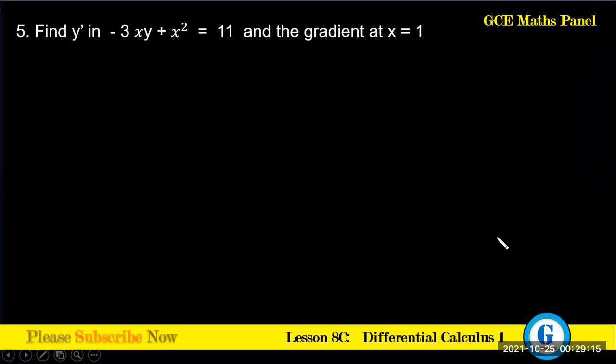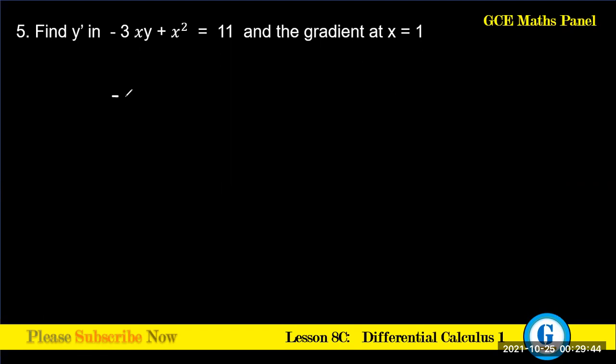Okay, so we have this other curve here. Now, to find y prime in this function, the gradient when x is equal to 1. For this particular question, this is actually another example of an implicit function.